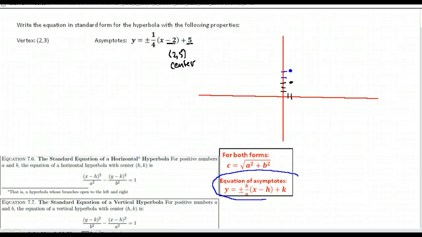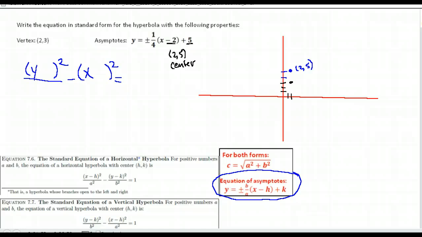And notice how here I've given you the equation for the asymptotes of any hyperbola is going to be plus or minus b over a times x minus h plus k, h and k being the same values they would be in the standard form of an equation. We can see here, since these points, the vertex and the center, are lined up vertically, that this is a vertical hyperbola. So I know its standard form is going to be y something squared over b squared minus the x something squared over a squared equals 1. All I need to know now is what a and b are.